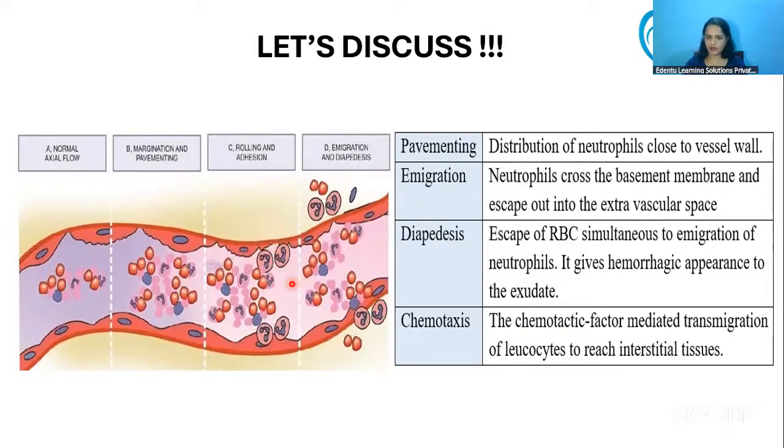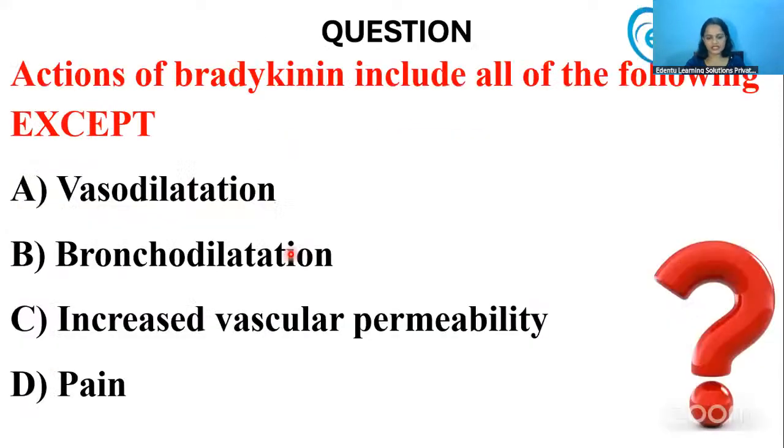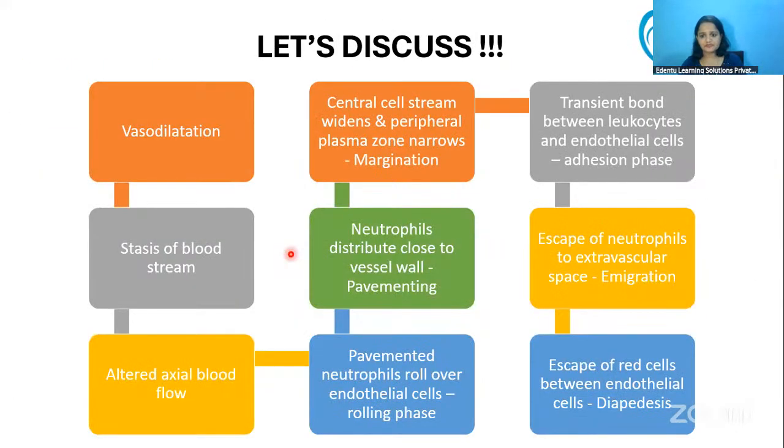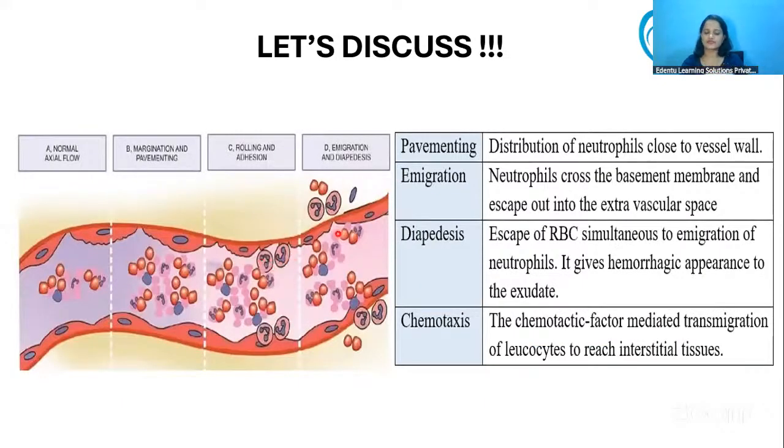First, it will start rolling over the endothelial cells. That is called the rolling phase. Then it will get pavemented, and then it will move on to the adhesion phase. Now, after the adhesion phase, these neutrophils will escape to the outside. Through the gap between the endothelial cells, these neutrophils will move outside into the interstitial tissue. That is called immigration. So the escape of the neutrophils outside into the interstitial tissue is called immigration.